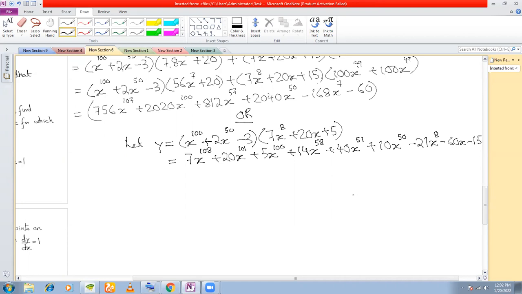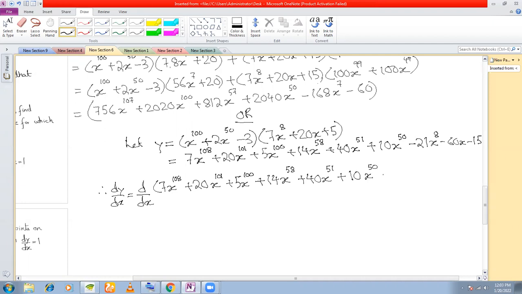Okay, if you multiply these two, your task becomes a little easier, so that when you are finding dy/dx, you are simply differentiating one single polynomial: 7x^108 + 20x^101 + 5x^100 + 14x^58 + 40x^51 + 10x^50 - 21x^8 - 60x - 15.